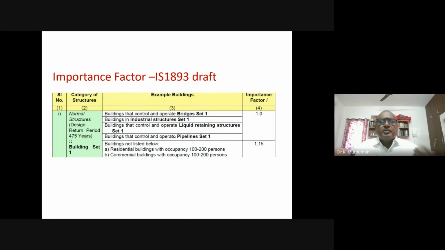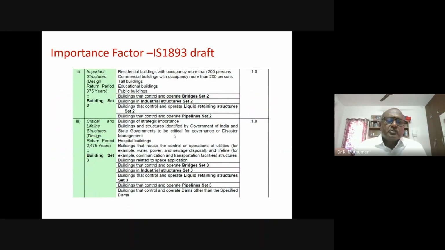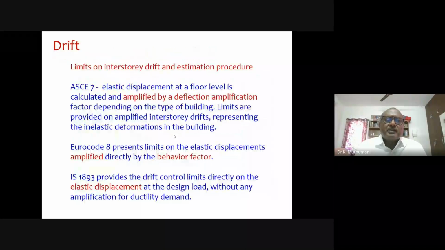And they are now reclassifying it based on return period and then various occupancy and so many things. So we will not go into that. I am just taking it for fun.